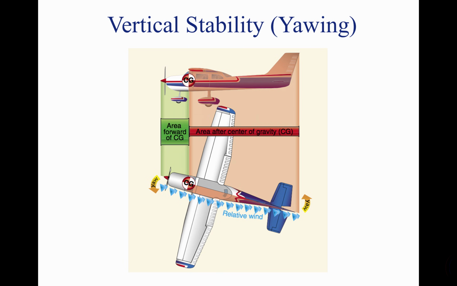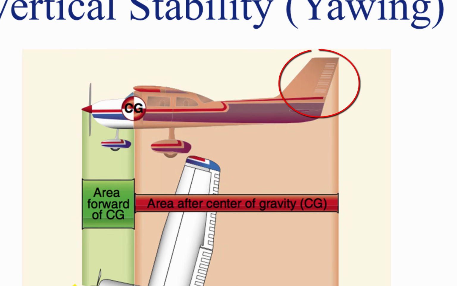If the area of the fuselage aft of the center of gravity is larger than in front of the center of gravity, the aircraft will be vertically stable. Also, to add to the stability, a vertical fin is added much like the feather on an arrow. The fin being placed on the tail helps keep the wind from yawing the aircraft to the left or right.